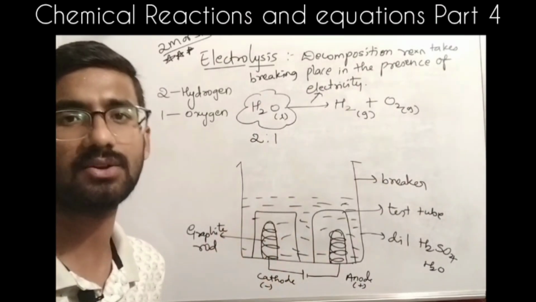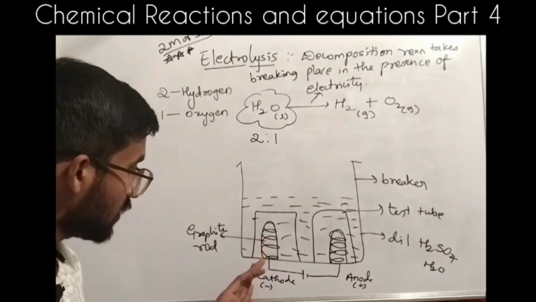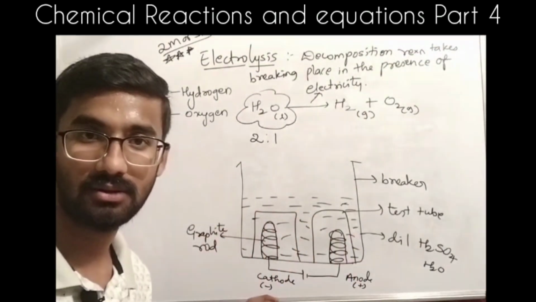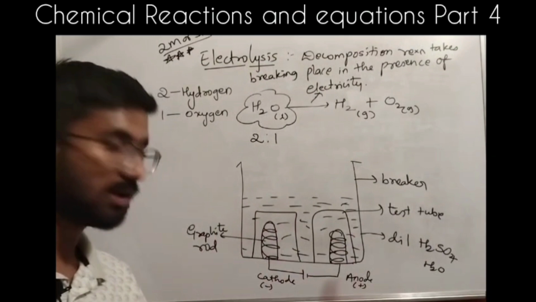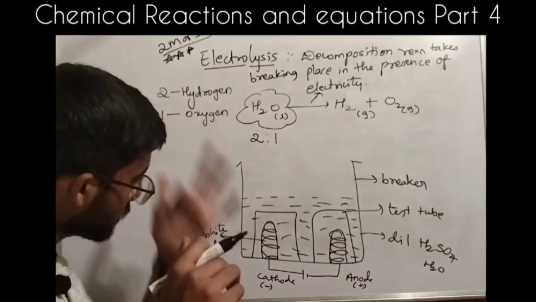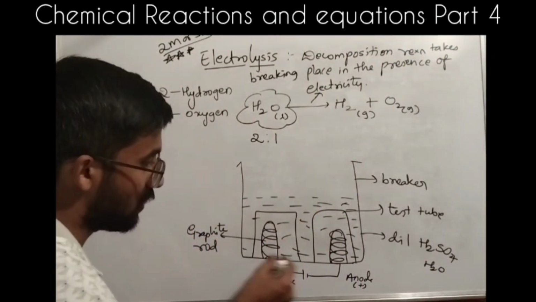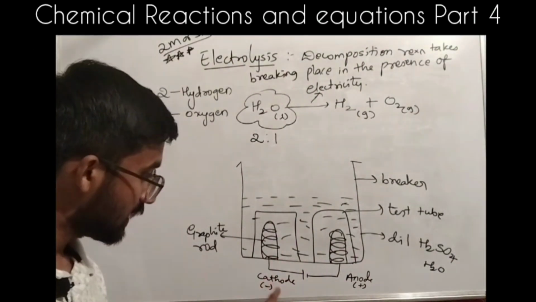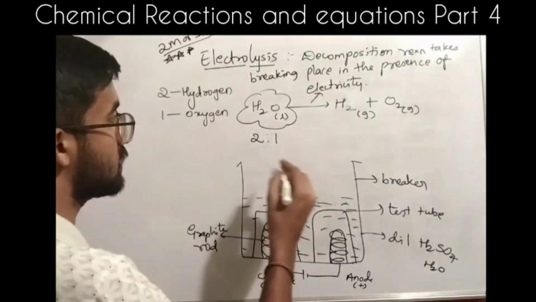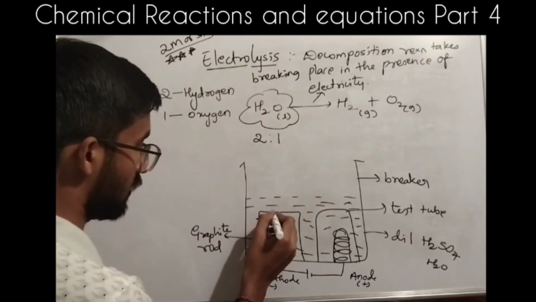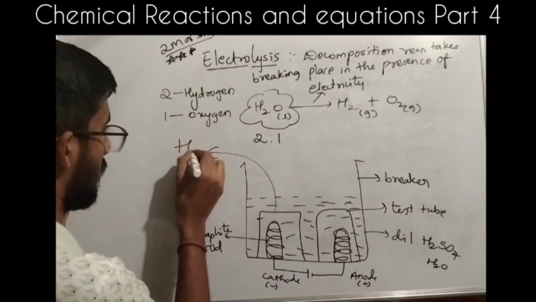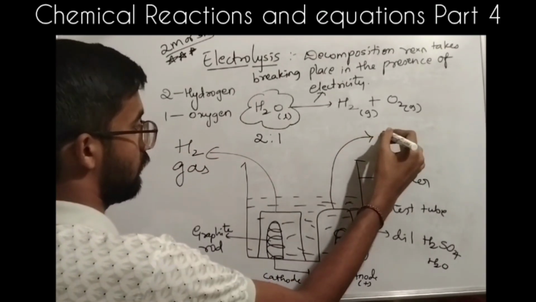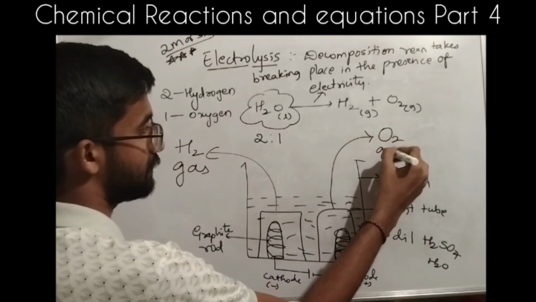some bubbles at the graphite rod. Those gases are captured at those particular rods or electrodes. These are the electrodes, right? Cathode and anode. When the electricity is passed, the gases go towards those electrodes. At the cathode side, H2 gas is present. Then at the anode side, we have oxygen gas.